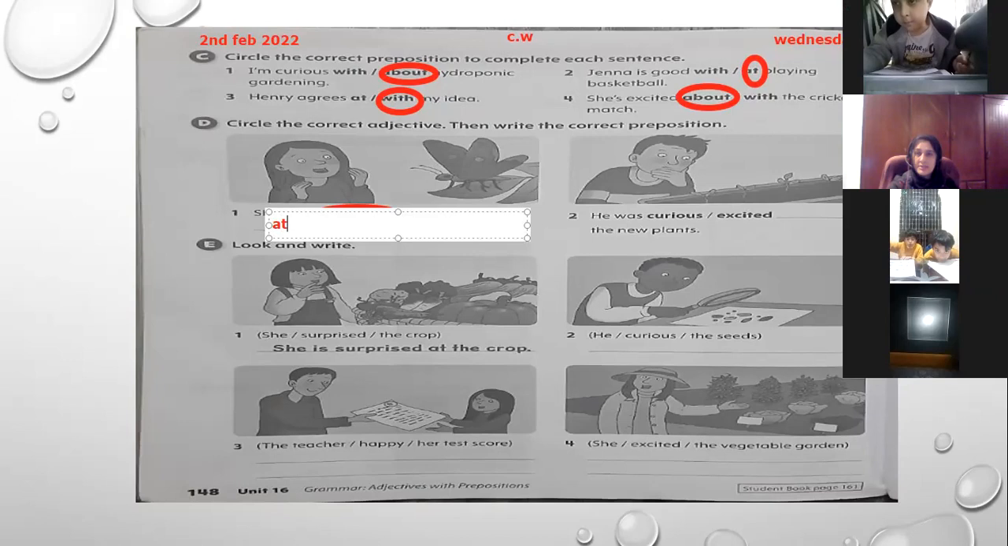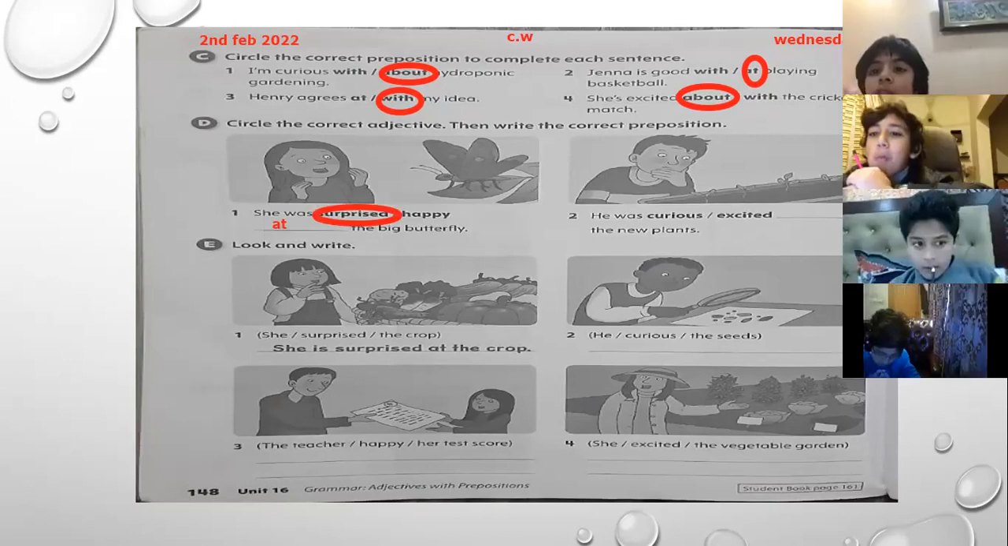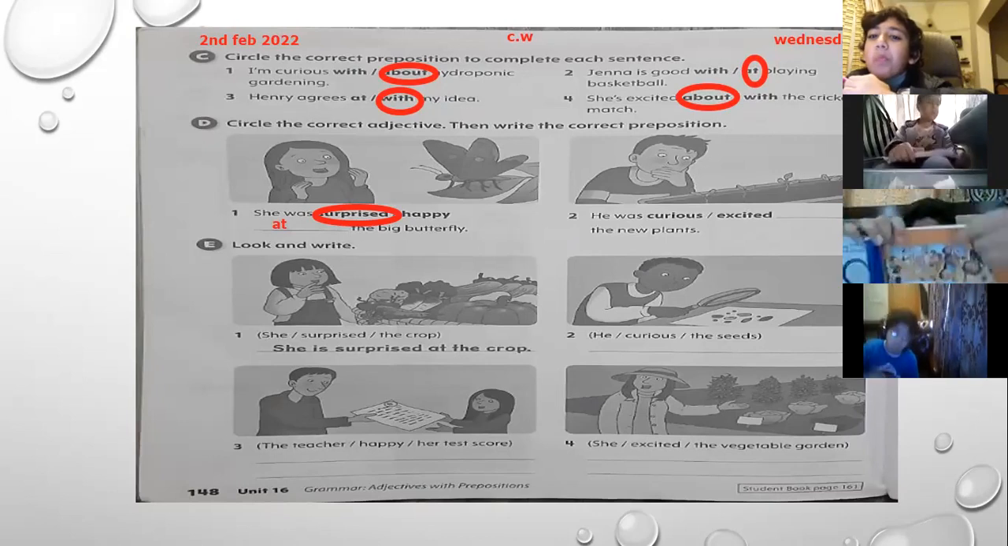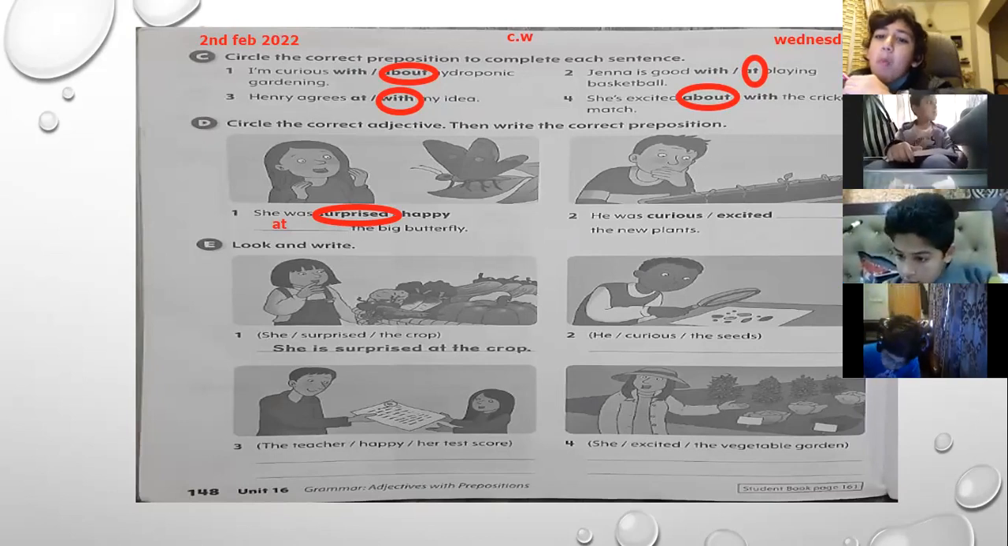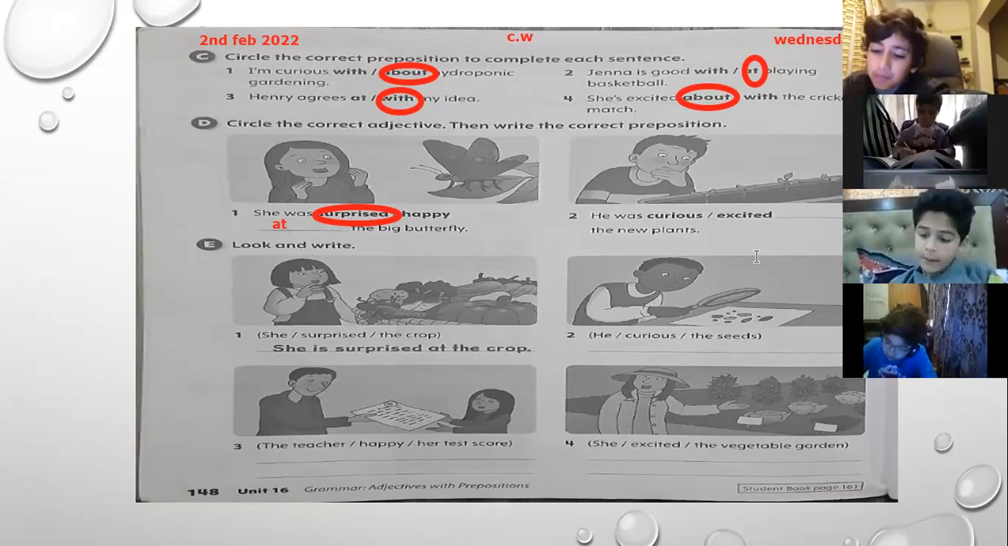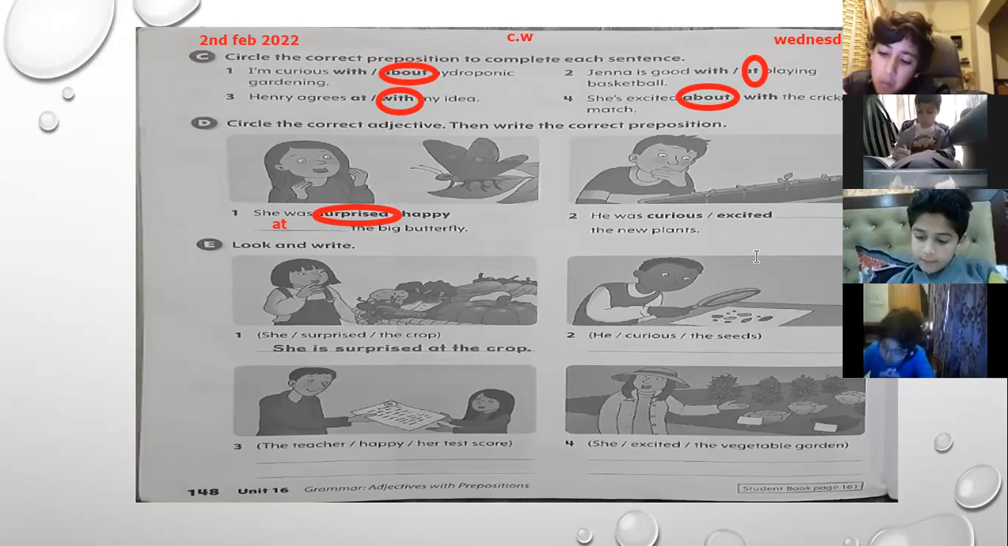Okay, yes, Adam Irfan, no. Let me ask somebody else. Ayan Amir. Ayan Amir, tell me the second one, please. He was dash the new plans. He was curious or he was excited. Look at his face. I cannot hear you, Ayan Amir.